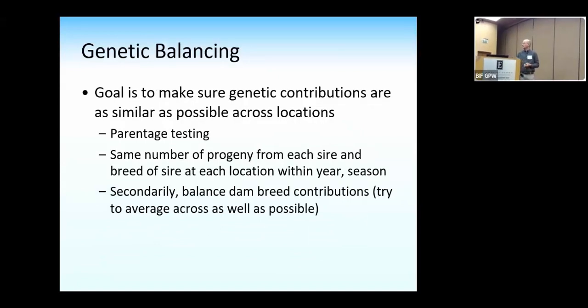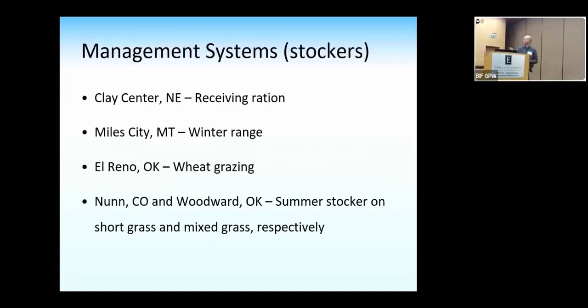And as I said, we tried to make sure things stayed as balanced as possible. We parentage tested these animals by getting blood samples on them during their pre-breeding vaccinations, and used the same number of progeny from each sire and dam as much as we could to get this balanced. This is just the environments and the standard of care and management in each of those locations.